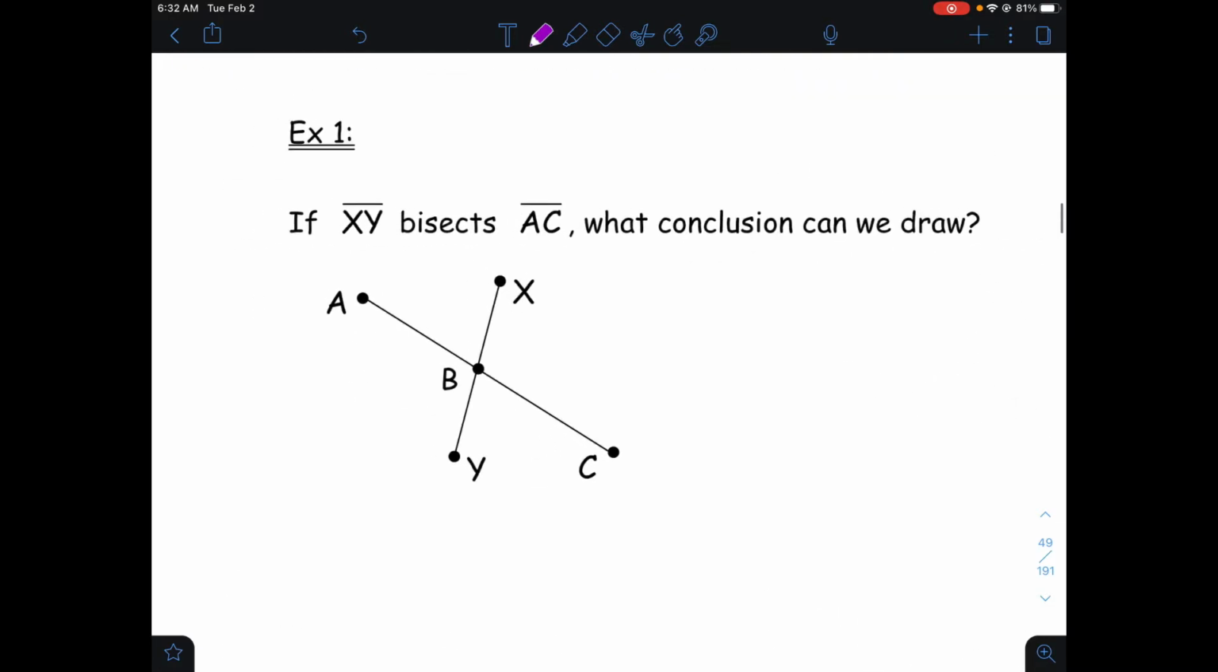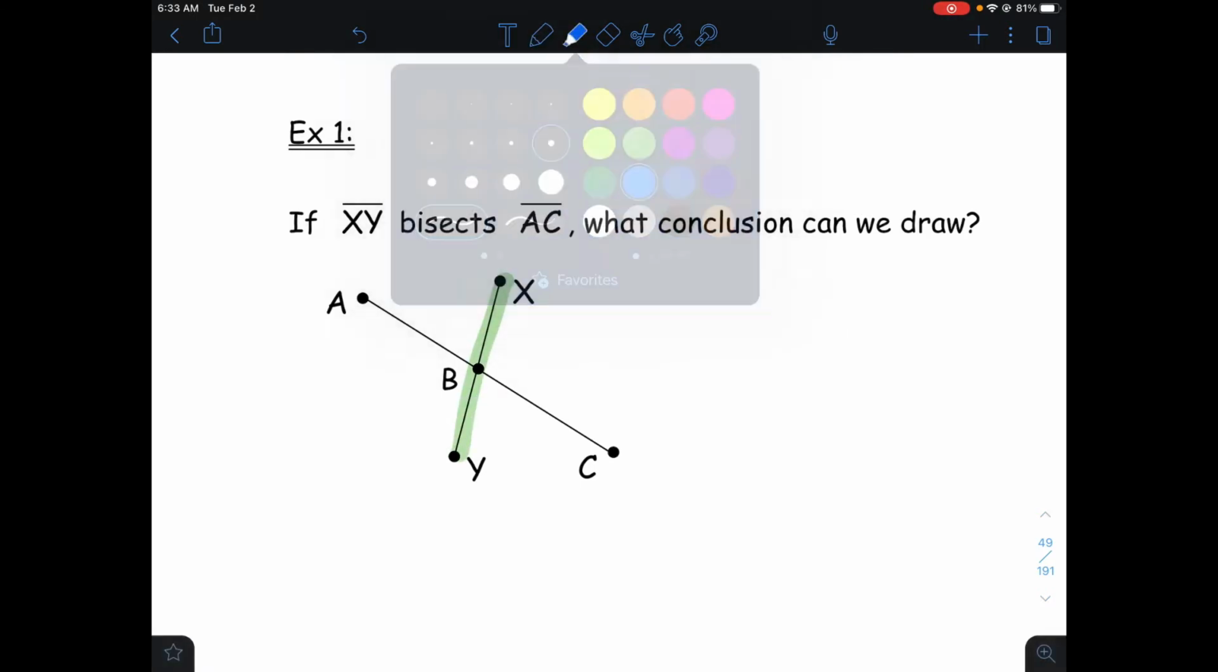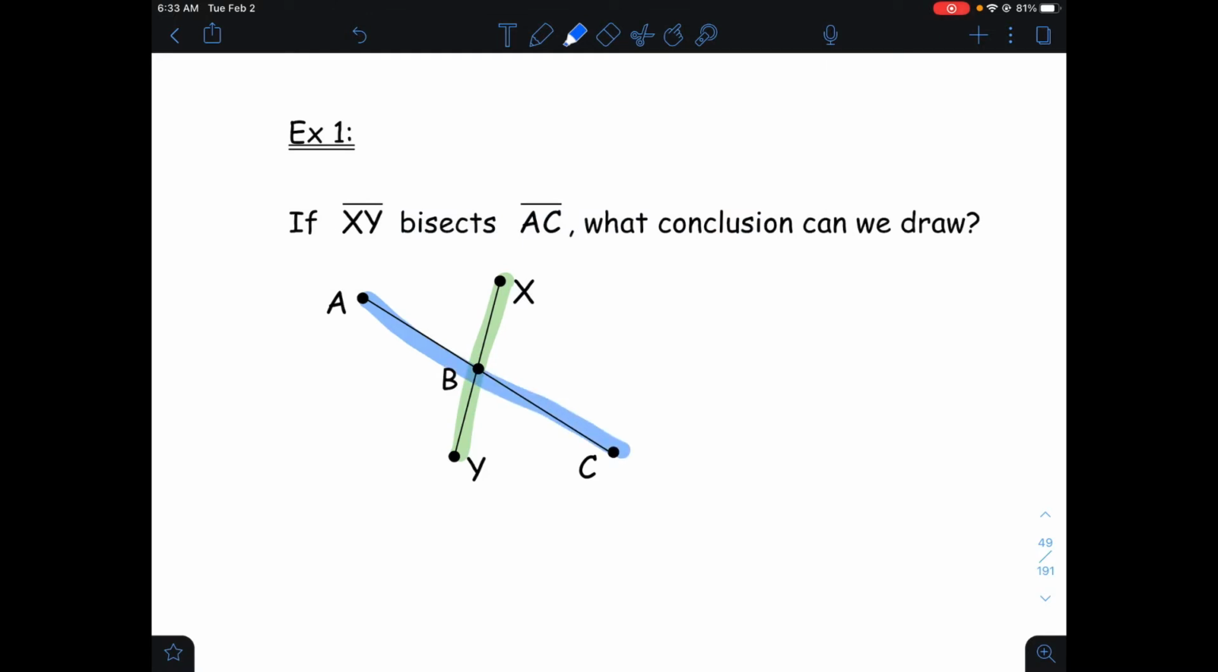So for example 1, it says if XY, so that's this guy, bisects AC, what conclusion can we draw? What that's telling you is that XY cuts AC in half. So if it cuts AC in half, we could say that it forms two congruent line segments. So we could say that AB is congruent to BC. We cannot say that XB is congruent to XY because we don't know if it's bisected. But we do know that AC is bisected. So we could say AB is congruent to BC.